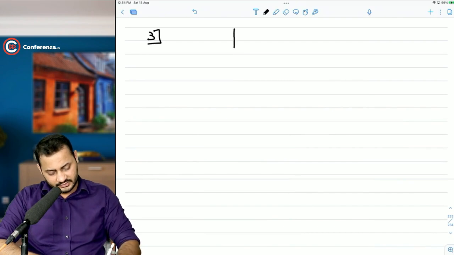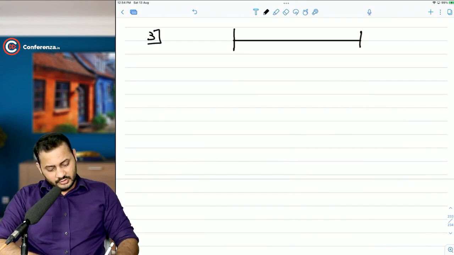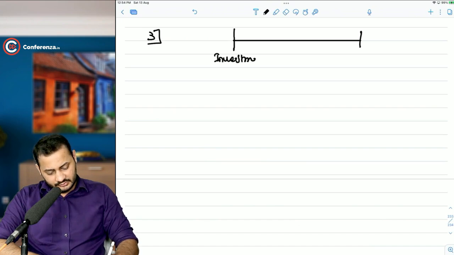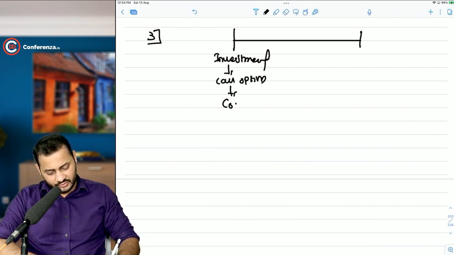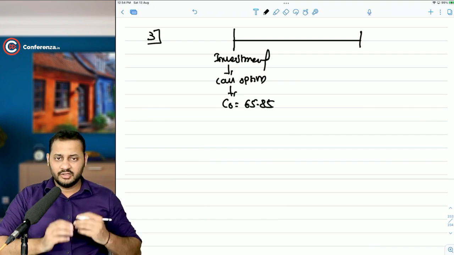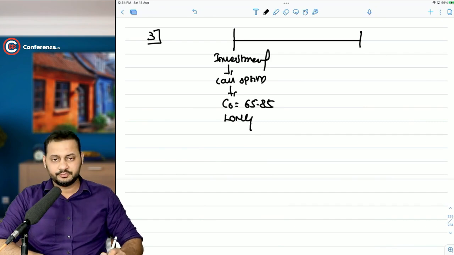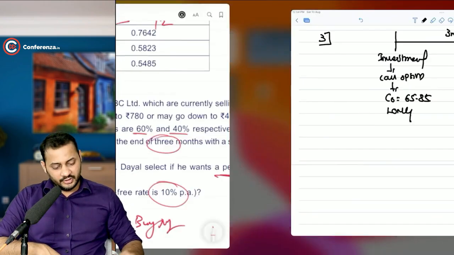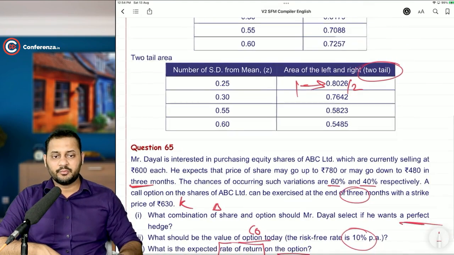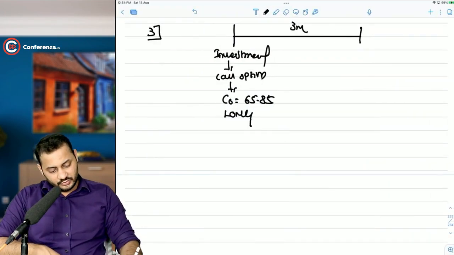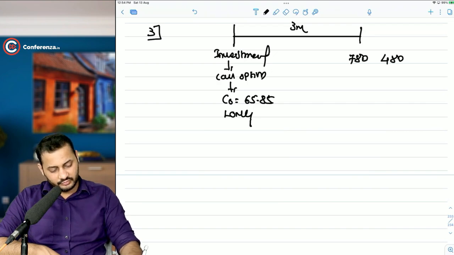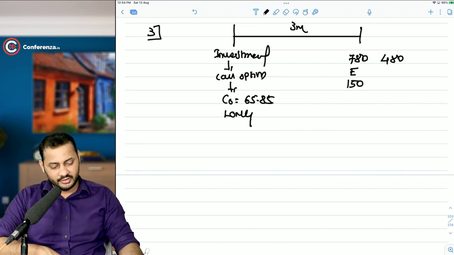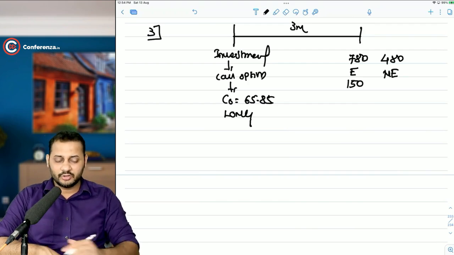And the answer is very easy, sir. Investment in the call option today is equal to C0, which is 65.85. Let's say you have bought the option, you have gone long on the option. Now what will happen after 3 months? After 3 months, let's calculate the payoff. You can clearly see that after 3 months, the price can go to 780 or 480. If the price goes to 780, you will exercise the option and it will result in a payoff of 150. If the price goes to 480, you will not exercise the option, the payoff will be 0.